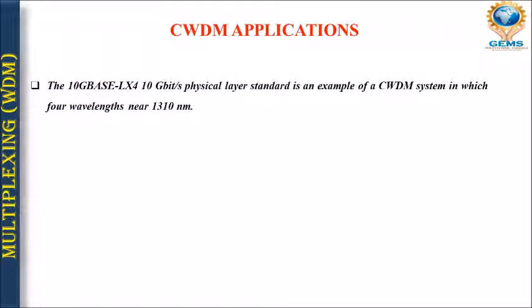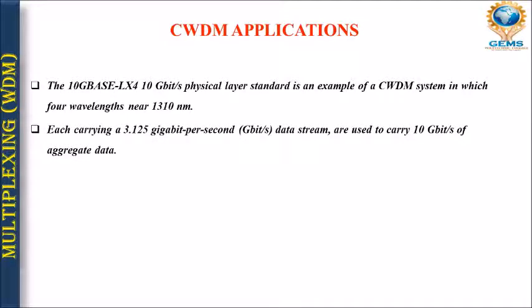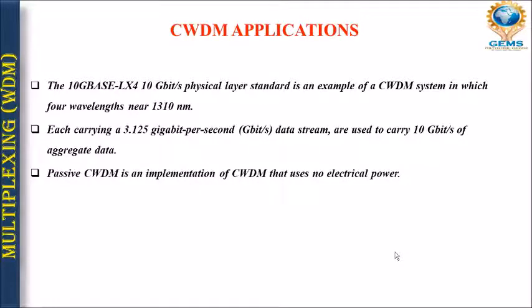It is also used in the physical layer standard. An example of a CWDM system is one in which the wavelength is normally 1310 nm, each carrying a 3.125 gigabits per second data stream, and it is used to carry 10 gigabits per second of aggregated data, meaning on average it can take 10 gigabits of data.